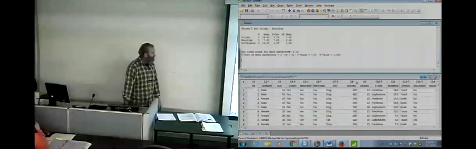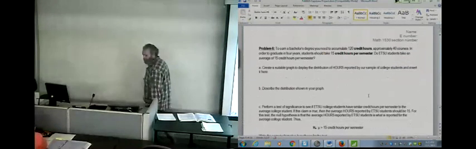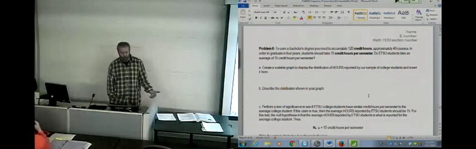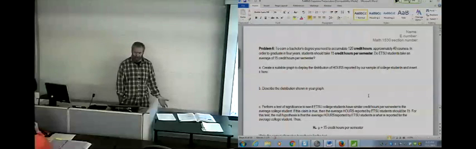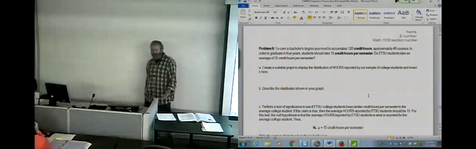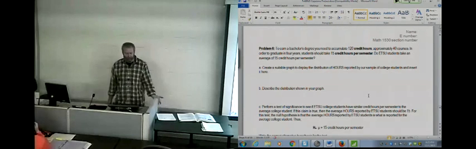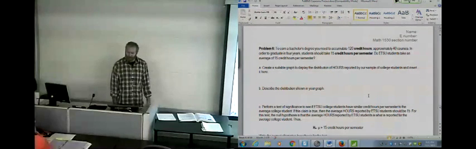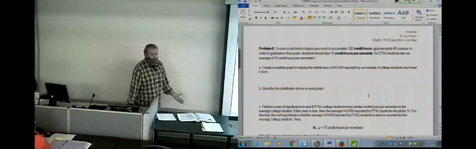This is the one problem we haven't done. It says to earn a bachelor's degree, you need to accumulate 120 credit hours, approximately 40 courses. In order to graduate in 4 years, students should take 15 credit hours per semester. Do ETSU students take an average of 15 credit hours per semester? It says, create a suitable graph to display the distribution of hours reported by our sample of college students and insert it here. What's your graph here?